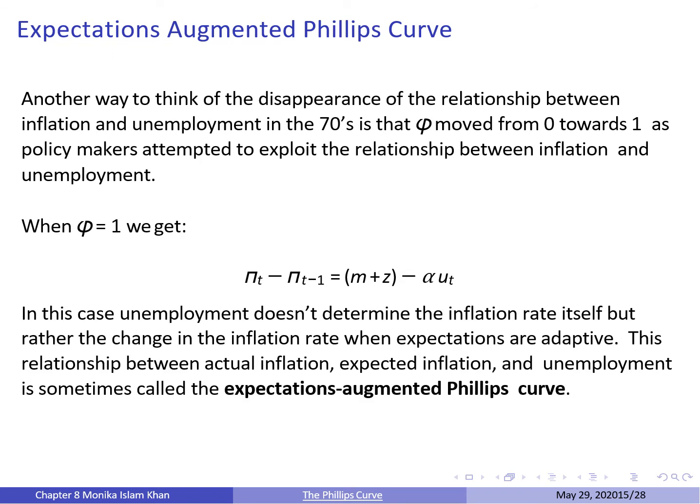When inflation rate is the most persistent, or when phi equals 1, we get the following Phillips curve. In this case, unemployment doesn't determine the inflation rate itself, but rather the change in the inflation rate when expectations are adaptive. Adaptive means that our expectations are built on past values. This relationship between actual inflation, the expected inflation, and the unemployment rate is sometimes called the Expectations-Augmented Phillips Curve.